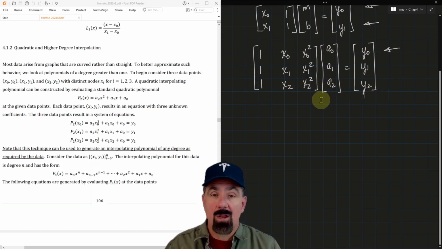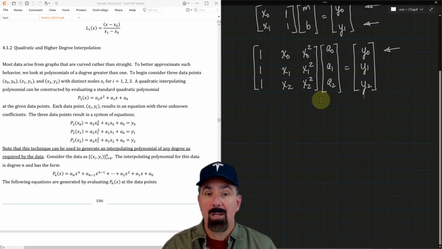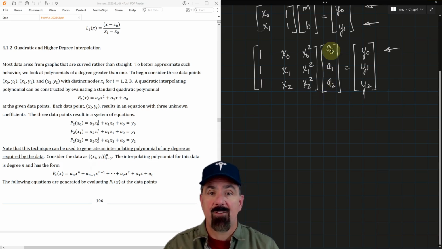Again, 3 equations and 3 unknowns, and as long as the points are not collinear, we will be able to solve this and find unique values for A naught, A1, and A2, and we'll have one parabola that fits through those.